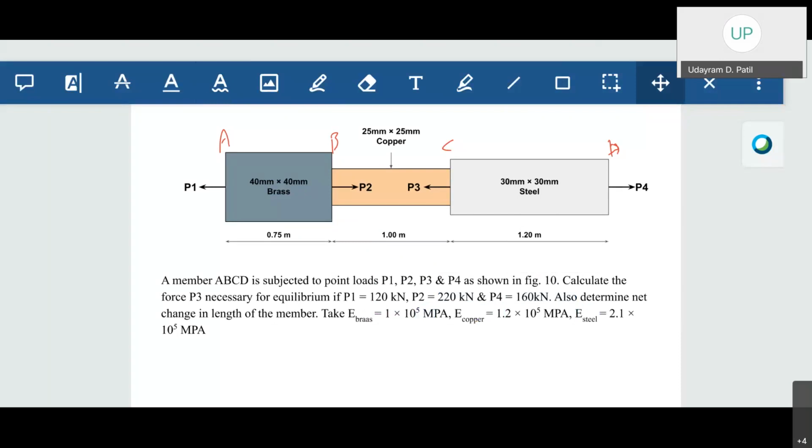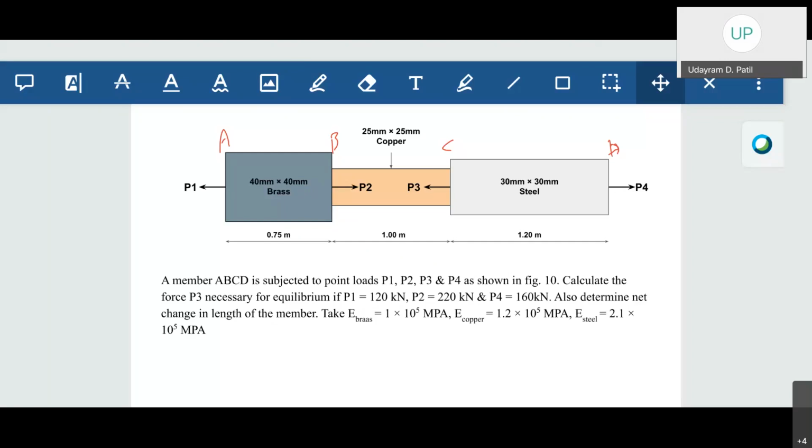If one of the values is missing, in that case you are going to apply a law of equilibrium to that particular section and thereby calculate the value of the missing load.